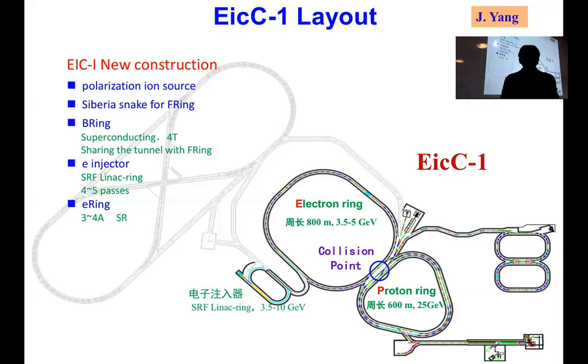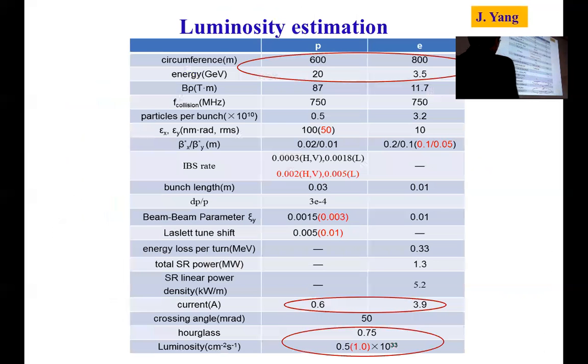And actually, the first one will be 3.5 to 5. We can go all the way to 10 GeV. That's the initial design. And there are some parameters to show: with 3.5 by 20, it can reach 1 times 10^33, depending on how well they do with these focusings. Don't ask me about these numbers because I'm not familiar with how they do this.